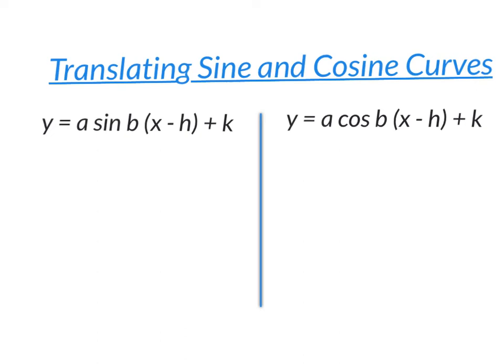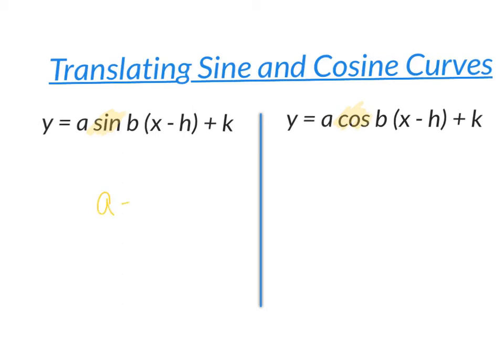Hi everyone, in this lesson I'm going to go over translating sine and cosine. To translate sine and cosine, you have to understand the formula. These are your formulas and they're both similar. The only thing that's different is that this one has sine and this one is cosine. All the letters pretty much mean the same thing.